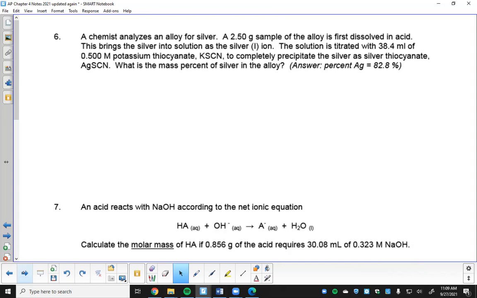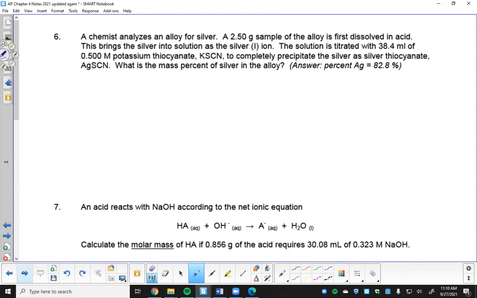The solution is then titrated with 38.4 milliliters of a half molar potassium thiocyanate solution. And this precipitates the silver as silver thiocyanate. We want to figure out the mass percent of silver in the alloy. Mathematically, it's set up like the citric acid one, where you're trying to figure out the citric acid in the tablet. We're just trying to figure out the silver in the 2.5 gram sample of the alloy.